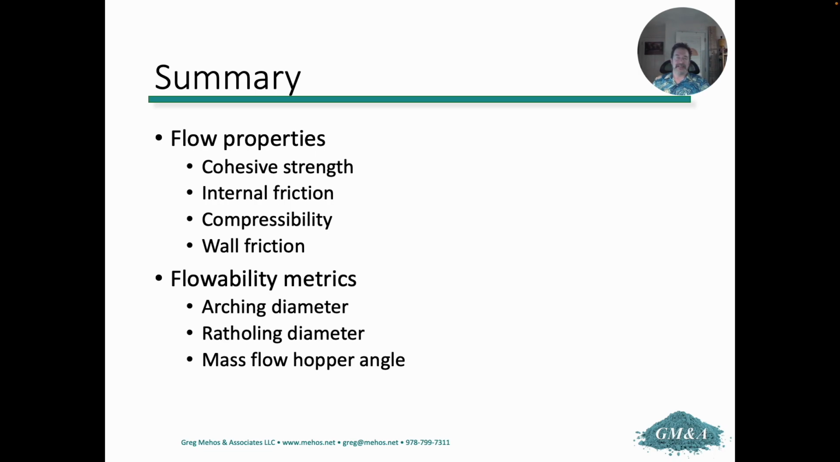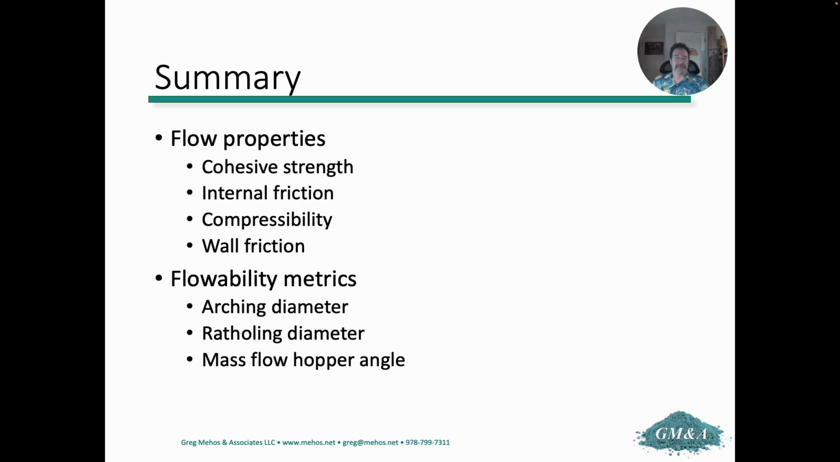So to summarize, flow properties include cohesive strength, internal friction, compressibility, and wall friction. Cohesive strength, internal friction, and compressibility allow you to determine the size of a hopper outlet required to prevent an obstruction to flow from developing. And wall friction, of course, tells you what hopper angle you need to prevent rat holes and allow mass flow.